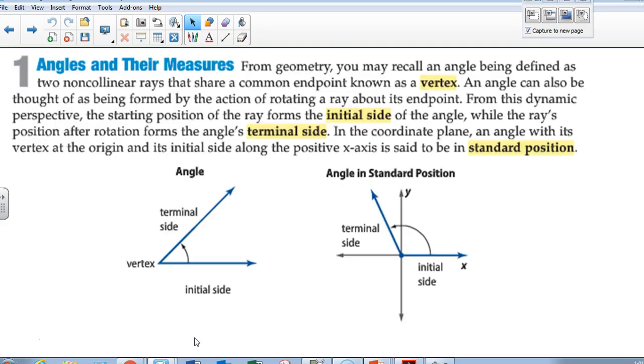All right, this is all review. Is there anything on this screen that somebody doesn't know the meaning of? Initial side, terminal side. Okay? Everything in trig starts off the positive x-axis as your initial side. And if we're rotating counterclockwise, it's a positive angle. If we were to choose to rotate this way, it's a negative angle. Not new, right? We all know that?